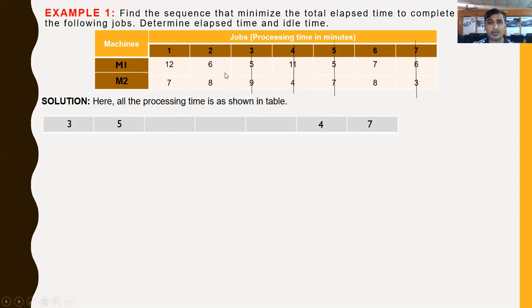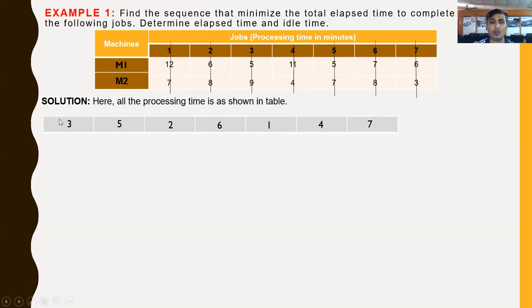Next minimum processing time is 6 minutes. Again it is machine 1, so just draw the line and write down job number 2. Next minimum processing time is 7 minutes. In both machine 1 and machine 2, the time is the same. So we write one on the left hand side and one on the right hand side. First job number 6, then job number 1.